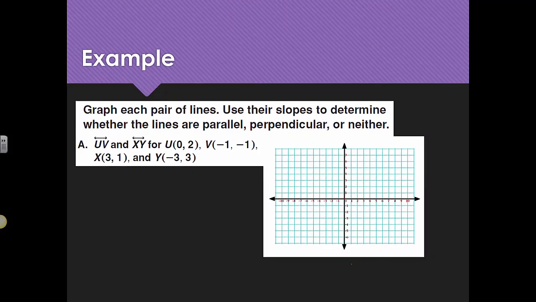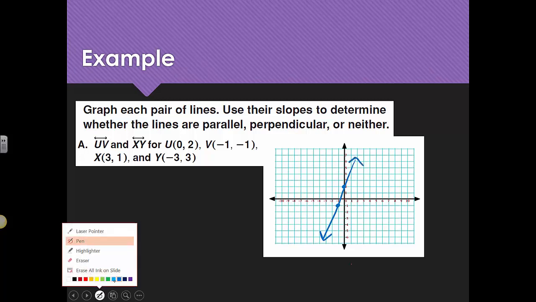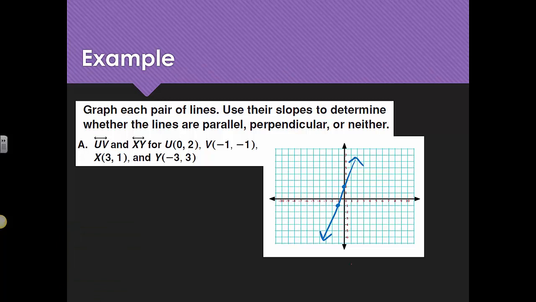So we're going to graph each pair of lines, and we're going to use their slope to determine whether they're parallel, perpendicular, or neither. So we've got to graph line UV. U is 0, 2. V is -1, -1. So there is line UV in blue. Now I'm going to grab another color pen. I'm going to grab purple and do line XY. Point X is at 3, 1. And Y is at -3, 3.